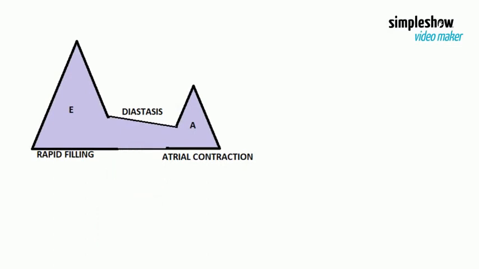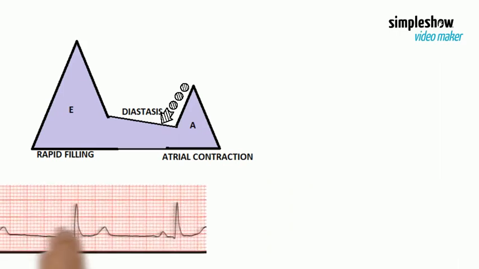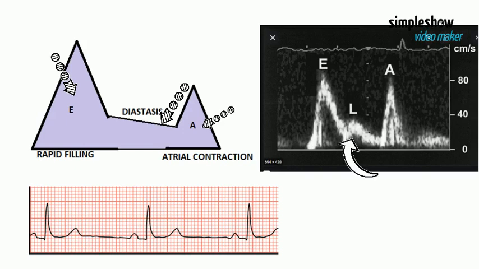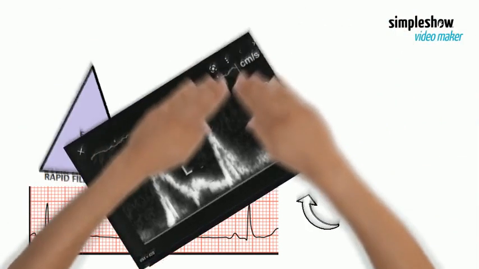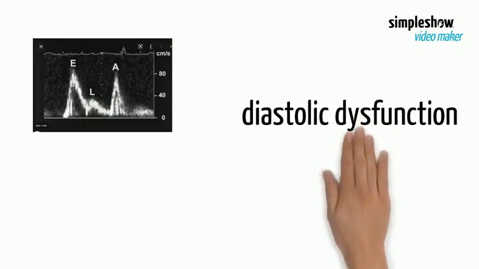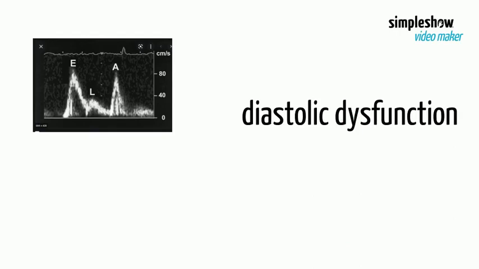Very little or almost no filling occurs during diastasis. However, when diastasis is rather long, for example in bradycardia, and a clear separation is seen between the E wave and the A wave, an additional L wave may be observed during mid-diastole. Thus, a prominent L wave also denotes diastolic dysfunction.